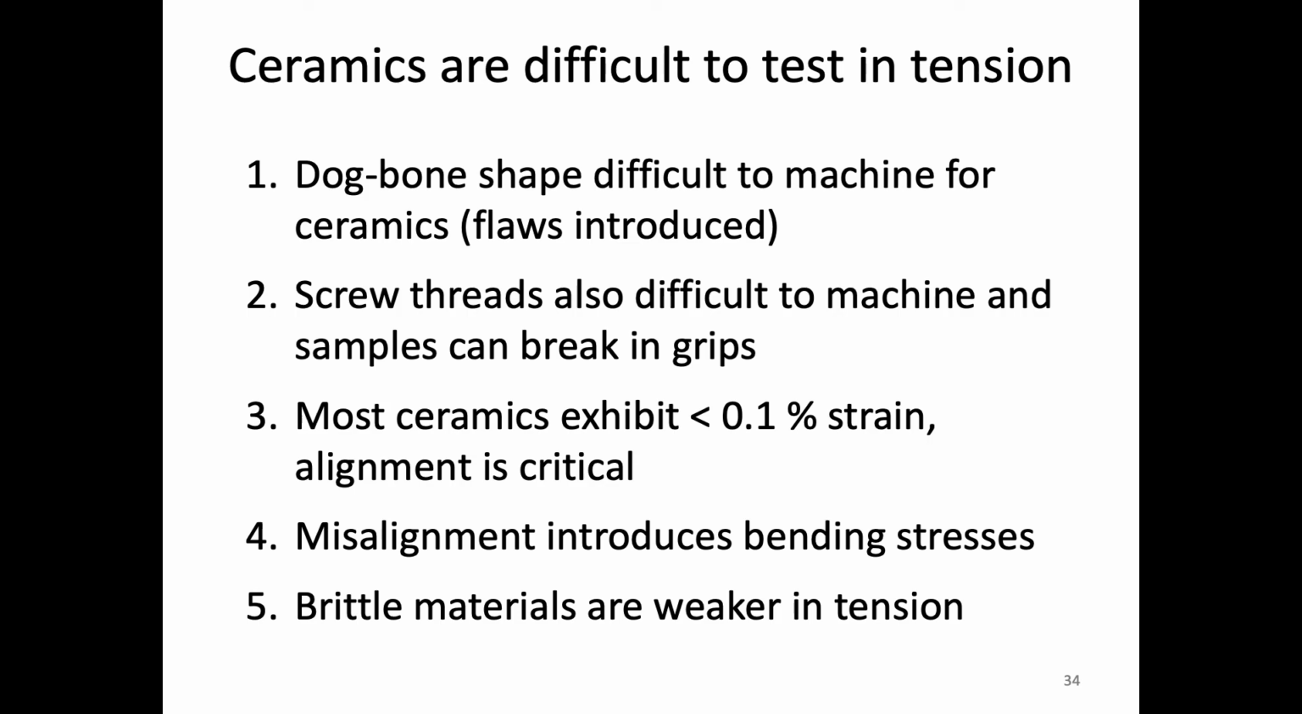All right, so we've looked at some ways we can measure this fracture toughness. And to get strength, ceramics are really difficult to test in tension. If we want to do the standard tensile test, it's rather difficult. One reason is that the dog bone shape that you're accustomed to seeing is very difficult to machine in ceramics, because flaws are always going to be introduced on the surface or in the interior. If you try to make screw threads, that's also very difficult, and they tend to break in the grips. We also have issues with the actual testing.